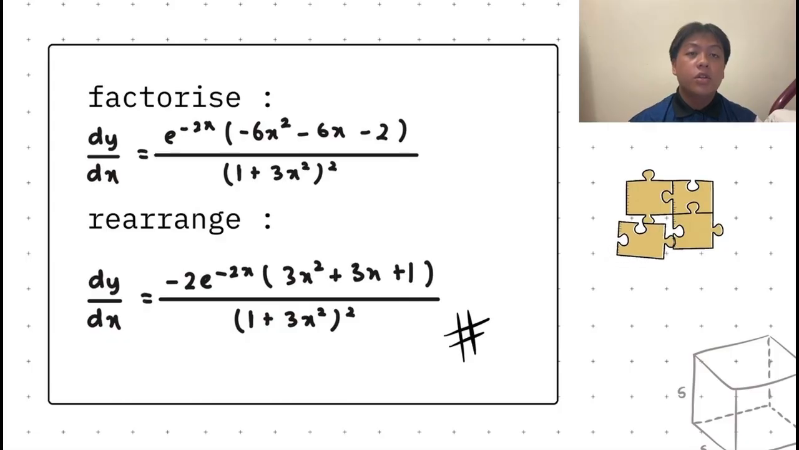And then you need to rearrange the terms, and it will become dy over dx equal to negative 2e to the power of negative 2x times 3x squared plus 3x plus 1 divided by 1 plus 3x squared. And that is the final answer.